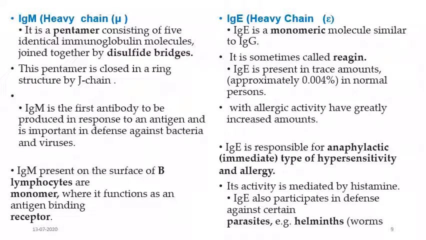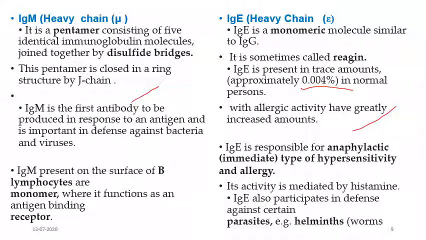Now, differentiate between IgM and IgE. IgM is a pentamer, IgE is a monomer. The pentamer is joined together by disulfide bridges. IgE is also known as reagin, and it is present in very trace amounts in the human body, only 0.004%. IgM is the first antibody to be produced in response to antigen and is important in defense against bacteria and viruses. Whereas IgE is mainly responsible for allergic activity. During allergic conditions, the level is greatly increased in persons.